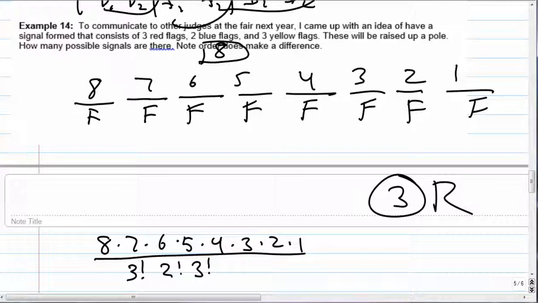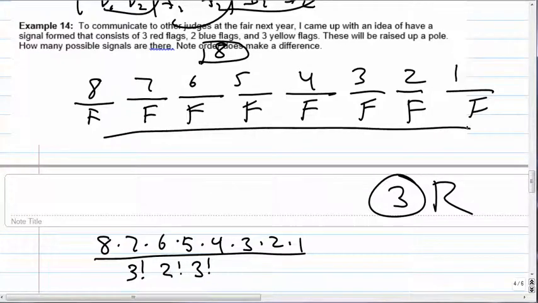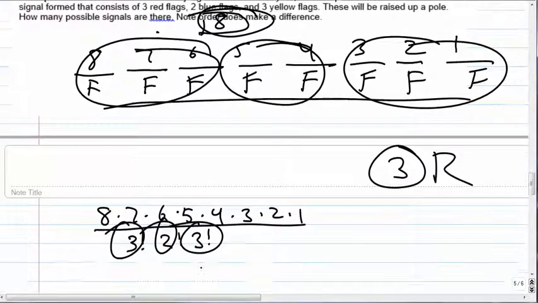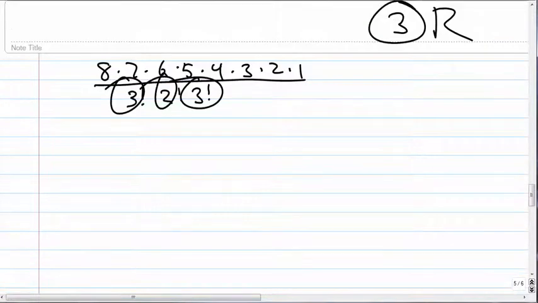But the difficulty with this one is students tend to think of the flags being different when I go through the selection process. When I'm selecting, I didn't say red first, blue second, yellow last. When I actually am picking, I'm only picking from 8 flags. I pick them, but then I have to realize, you know what? I can't distinguish between the reds, the blues, or the yellows. Do your math. And we are done. Thank you.